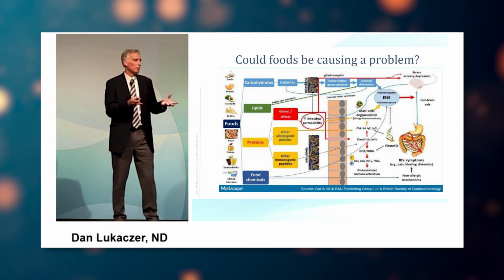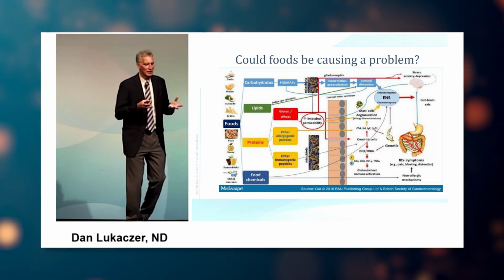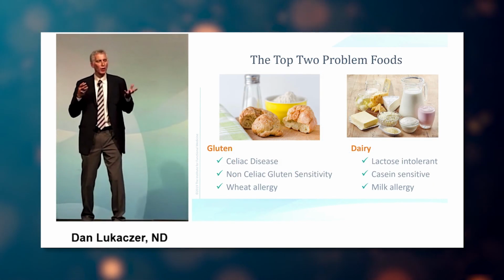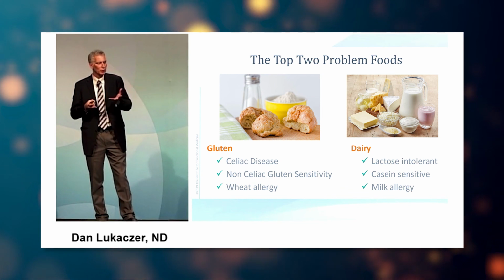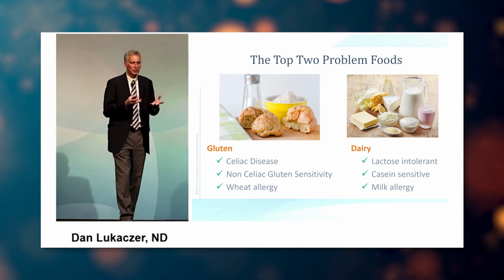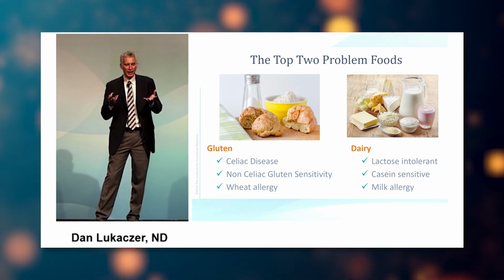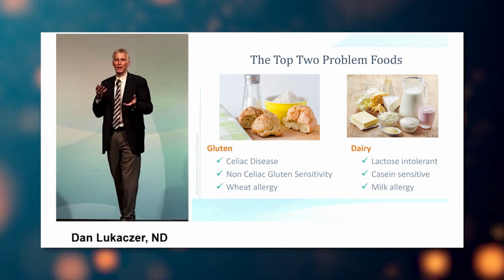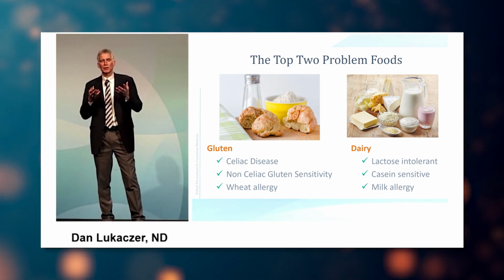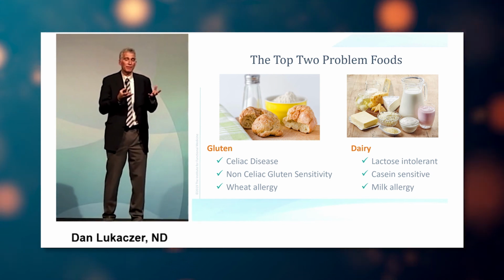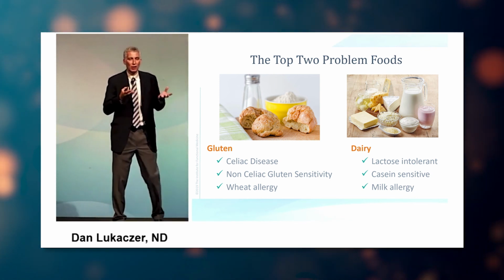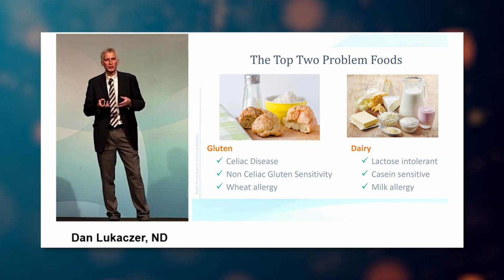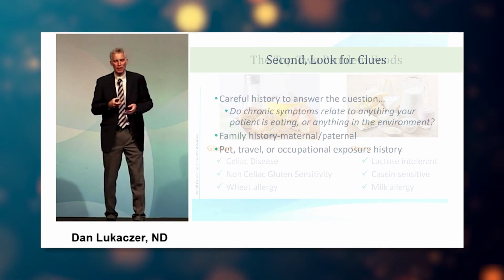Here's a synopsis from Medscape. So again, we're not making this up. There are a lot of reasons that foods can be causing a problem. And what are the two top problem foods? Well, gluten and wheat, with celiac disease, non-celiac gluten sensitivity, wheat allergy; dairy, with lactose intolerance, a milk allergy, a casein sensitivity. We may be talking about, conservatively, maybe a fifth of the population potentially having some reaction there, maybe more, maybe a lot more. But certainly we should be thinking about those two top problem foods.